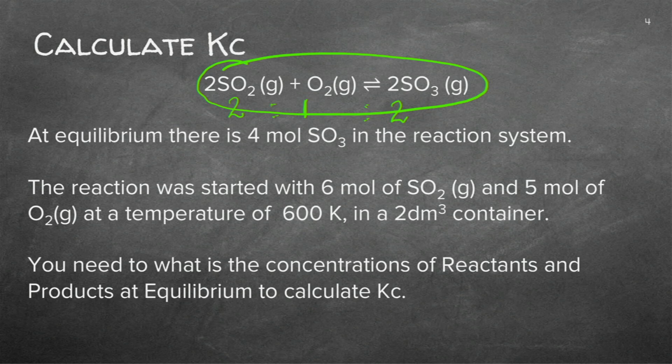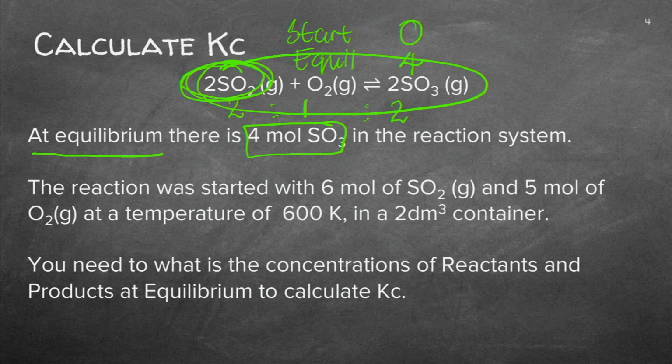They're giving me information. They're saying to me, at equilibrium, there's 4 mole of SO3. Now, when we started, we didn't have any SO3. But when equilibrium was reached, there were 4 moles of the SO3. So it went from 0 in the beginning to 4 mole. And you'll have to calculate how many SO2 and O2 have been used to form the 4 of the product.